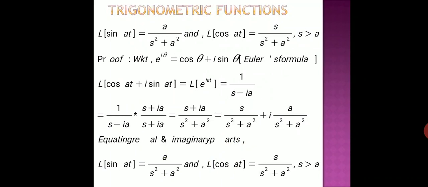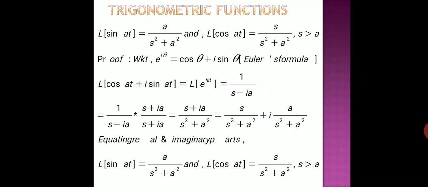Already we know that L of e power at is equal to 1 divided by s minus a. Here, for L of e power i at, we have to replace it by 1 divided by s minus ia. Already we know that when the denominator has a complex or imaginary number, we have to take the conjugate of that number, multiplying and dividing by the conjugate. Here also we do the same process: 1 divided by s minus ia into s plus ia divided by s plus ia.